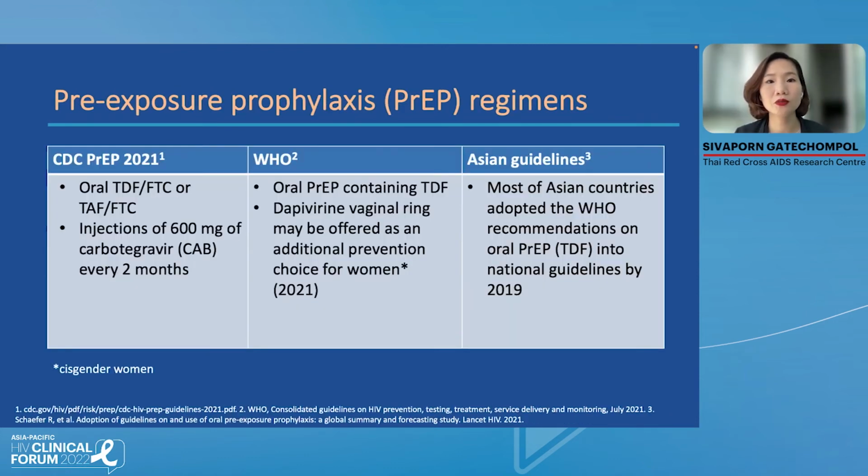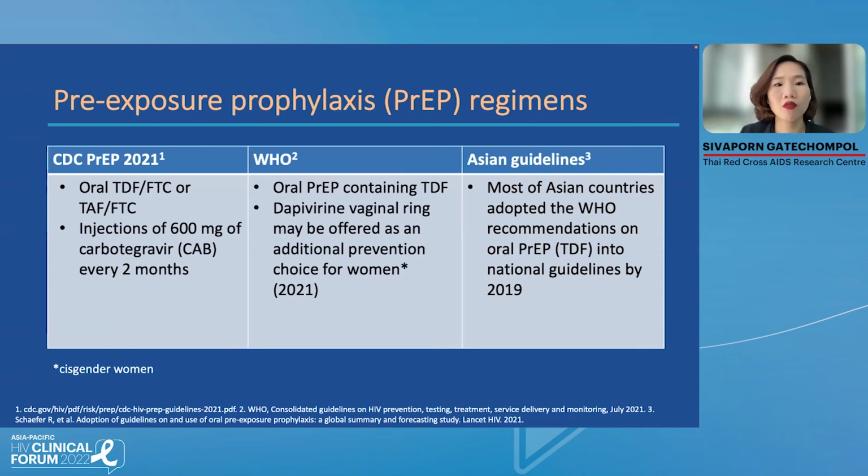For the PrEP regimens in each guideline, the CDC PrEP 2021 recommends oral TDF-FTC or TAF-FTC, and also recommends the injection of 600 milligram of cabotegravir, or CAB, every 2 months, with the oral lead-in optional for 4 weeks prior to the injection.